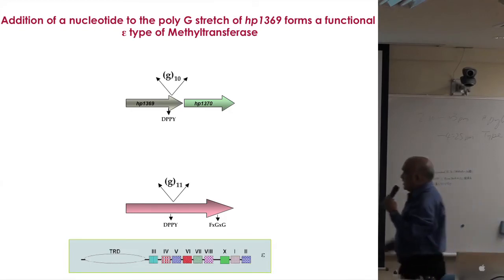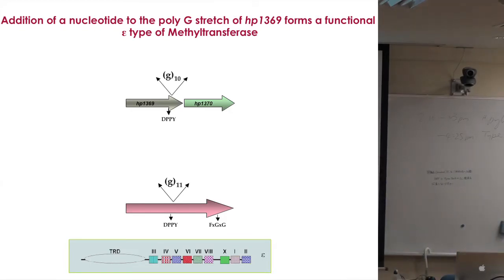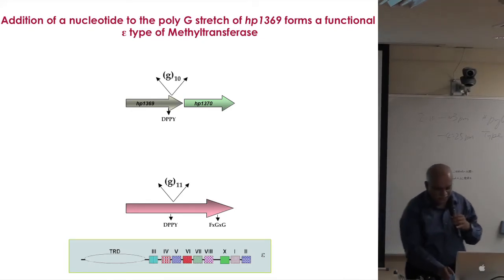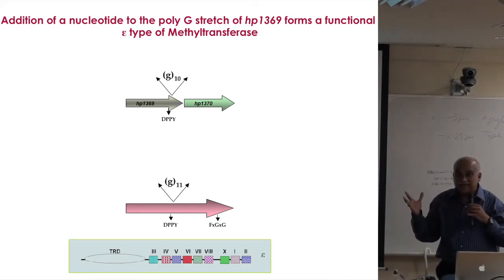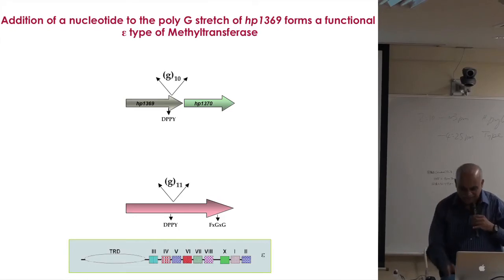Yeah, this is what he did. So naturally, there are 10 G's. When you add the 11th G, these come into fusion and you have a complete methyl transferase. And this methyl transferase belongs to that one group where there was no example, the eta methyl transferases that I mentioned to you earlier, this one.